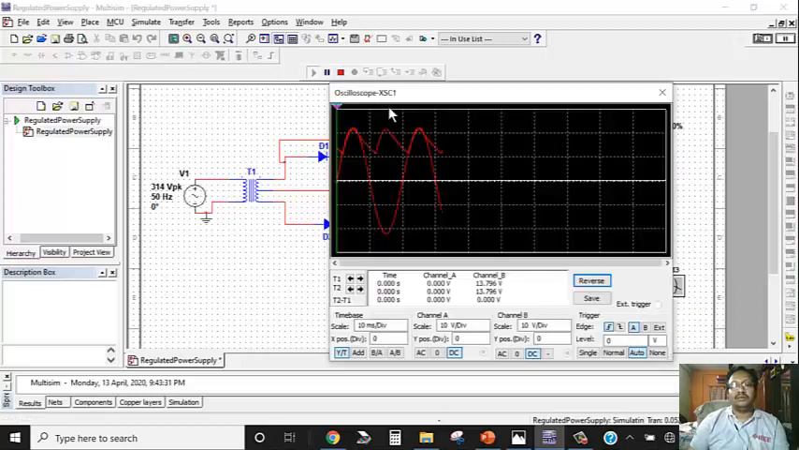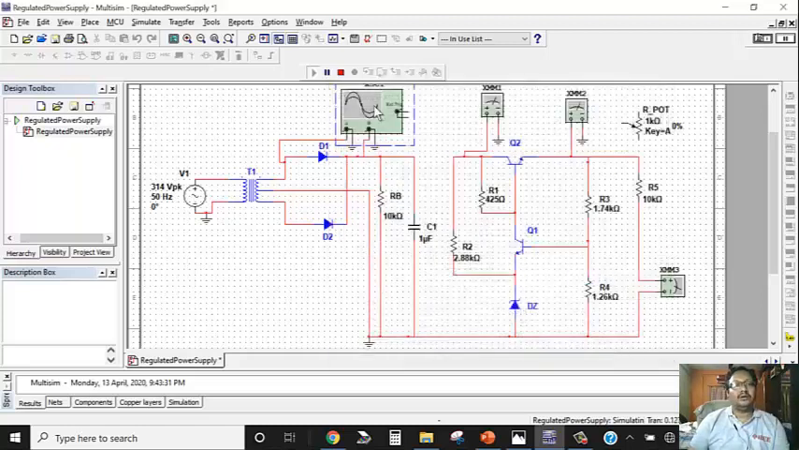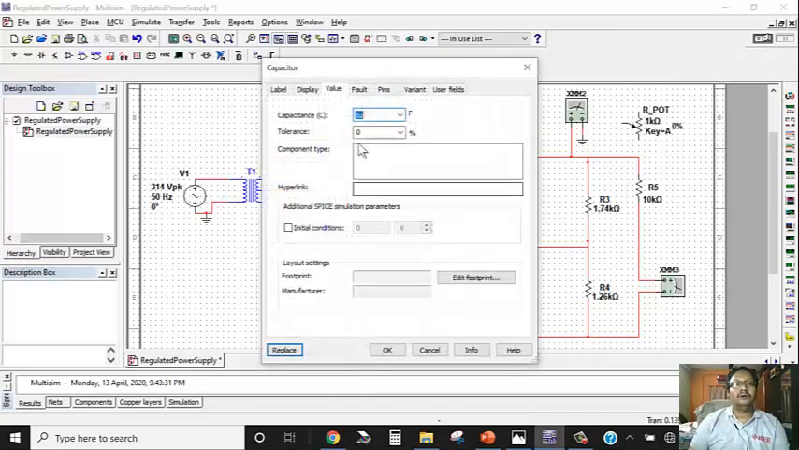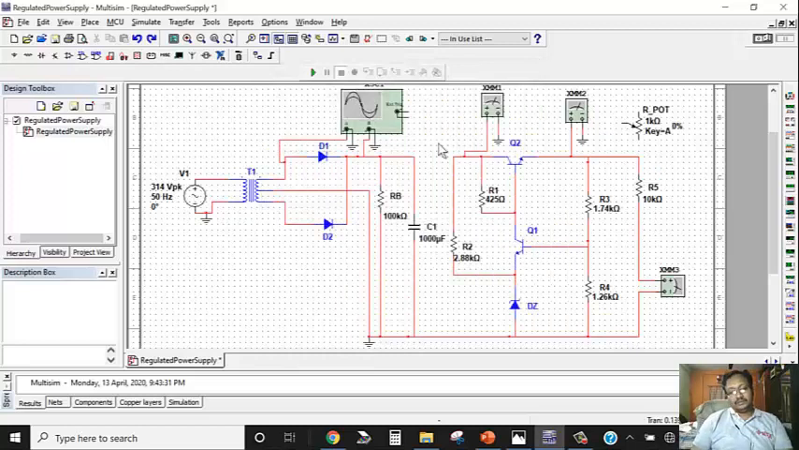Now check that ripple is more, so that's why you need the capacitance value more. At the same time, you have to connect a bleeder resistance with higher value. To check the performance of the circuit, you can connect the rectifier output with the regulated power supply.